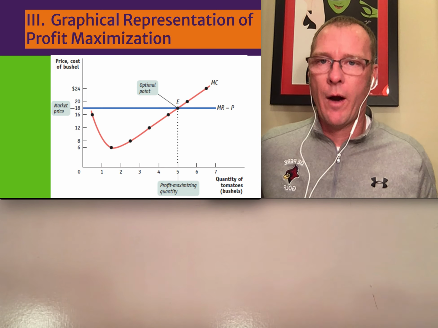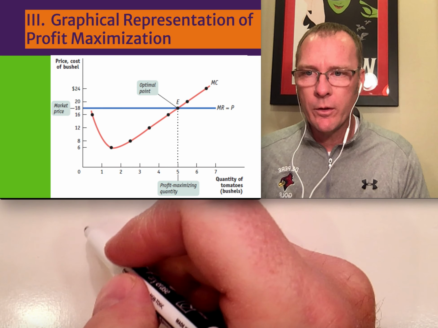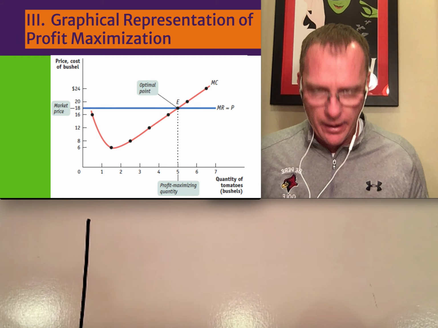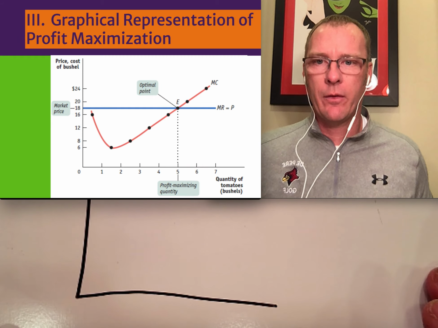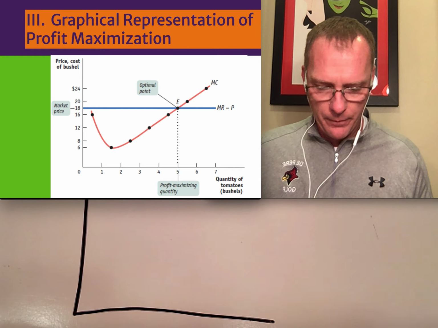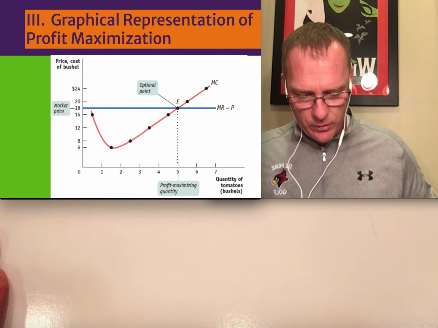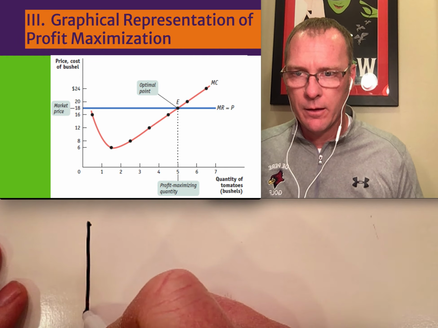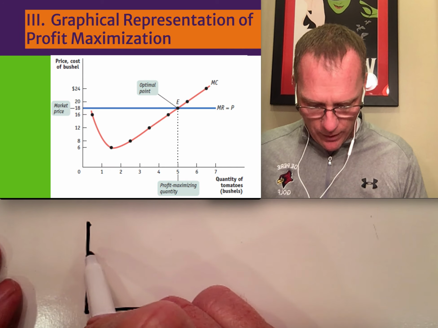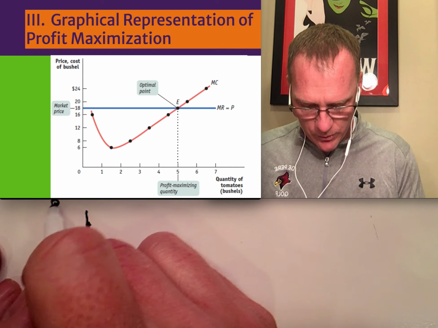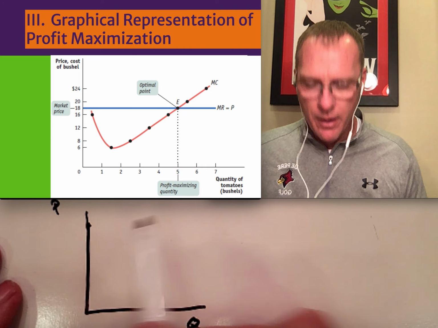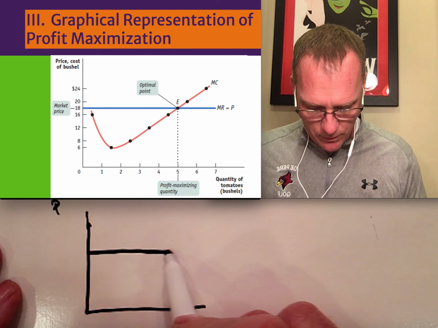When you look at this graph, and I'll redraw it down here. So as you look at this particular graph, maybe I should make that just a smidge smaller. As you look at this graph, you can see that my marginal revenue is a horizontal line. So here's my price and my quantity on my graph. My marginal revenue is coming in horizontal.